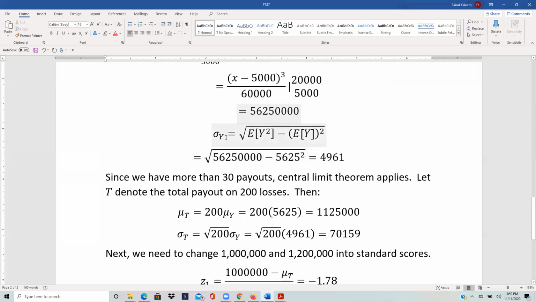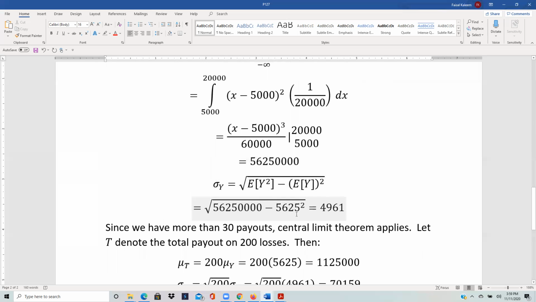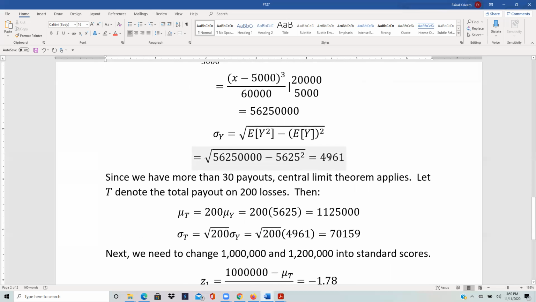Then the standard deviation of Y will be the square root of E of Y square minus E of Y whole square. So E of Y square is 5625,0000, and the E of Y we found earlier was 5625. And so you get 4961. Now we have more than 30 payouts. We actually have 200 payouts.